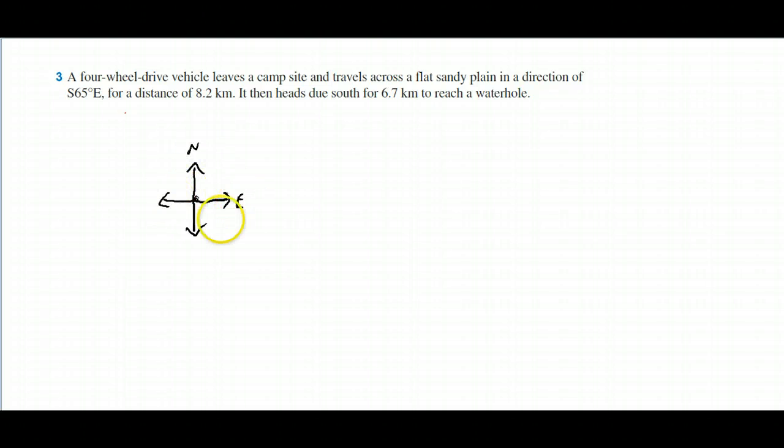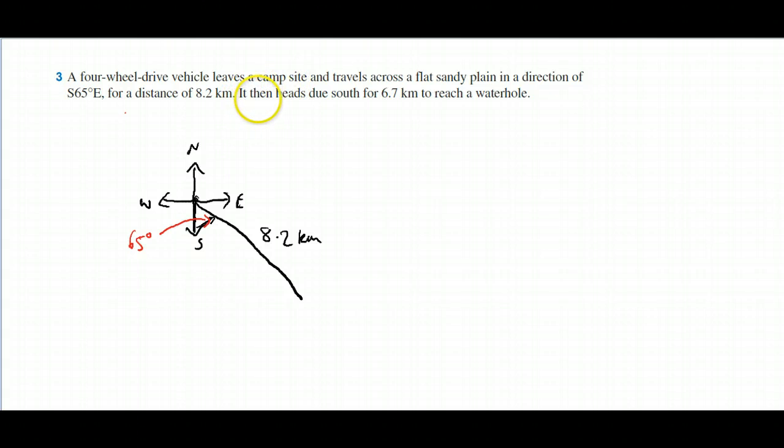North, east, south, and west. We've got to go south 65 degrees east. So from south we go 65 degrees towards east. So our bearing is going to be roughly pointing like that, and this angle in here will be 65 degrees. And they travel along that distance for 8.2 kilometers.